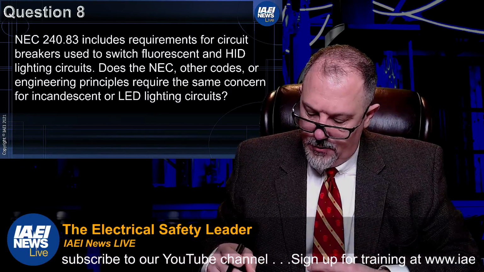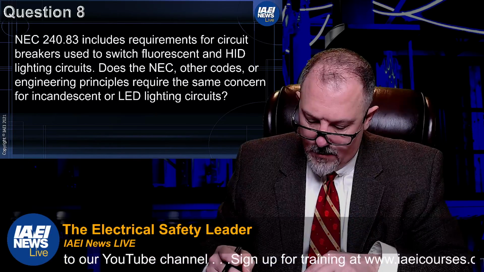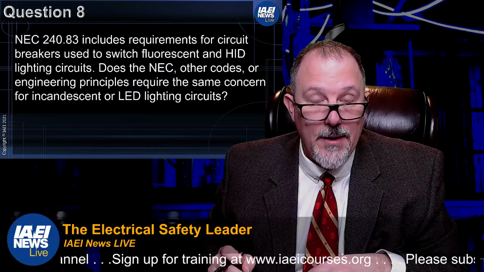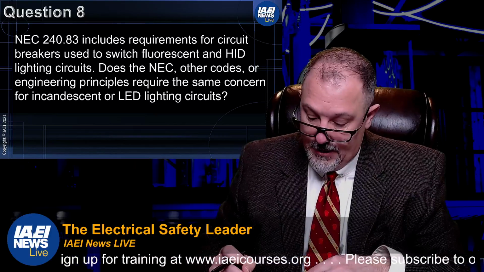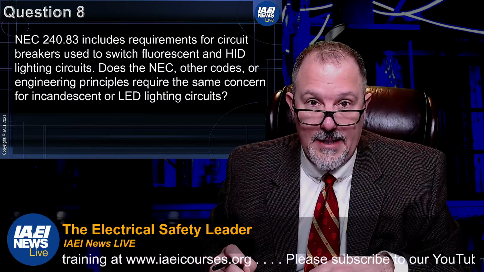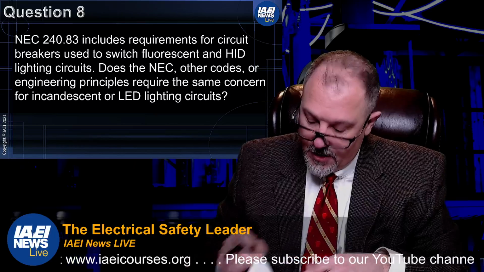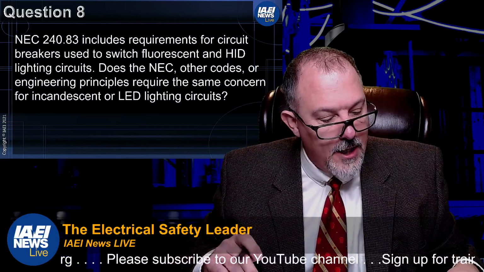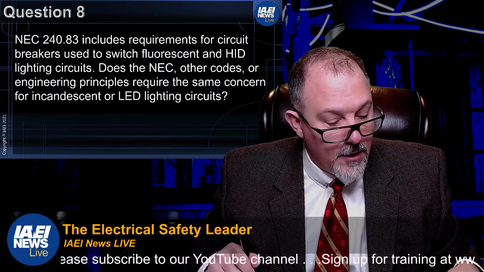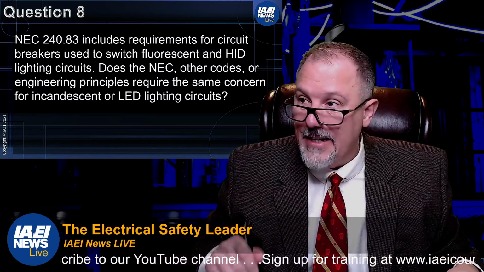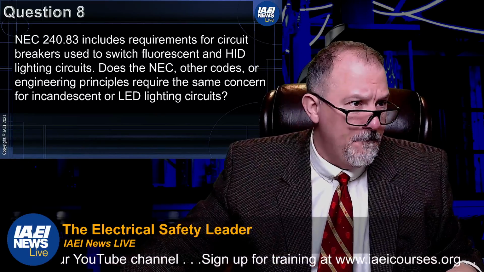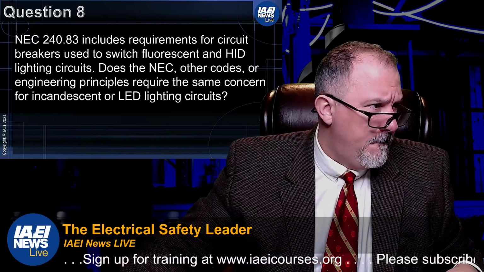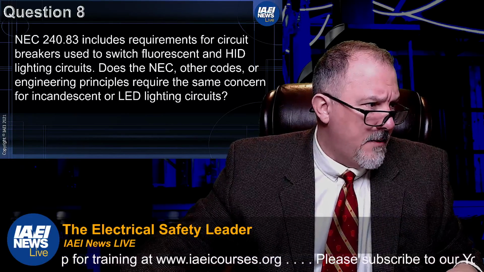Circuit breakers used as switches in 120 volt and 277 volt fluorescent lighting circuits are required to be listed and marked as SWD or HID. Circuit breakers used as switches in high intensity discharge lighting circuits shall be listed and shall be marked as HID. We just talked about this, right?